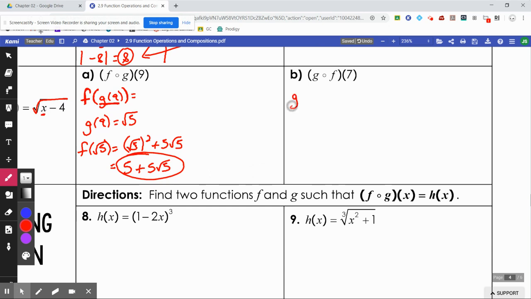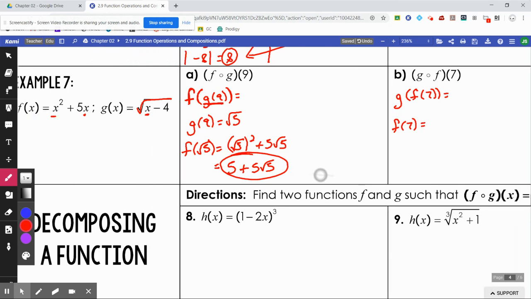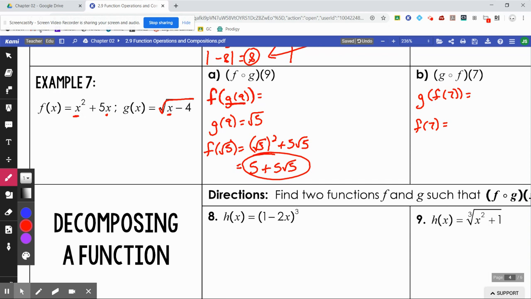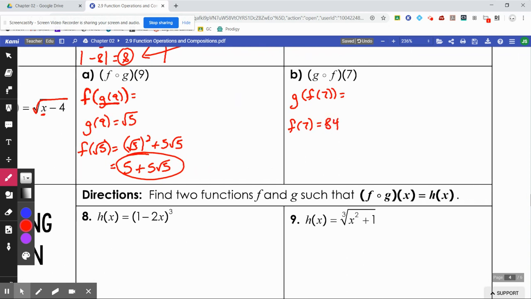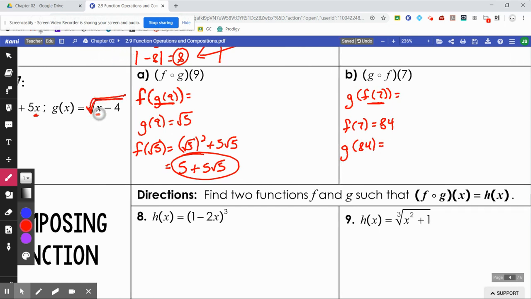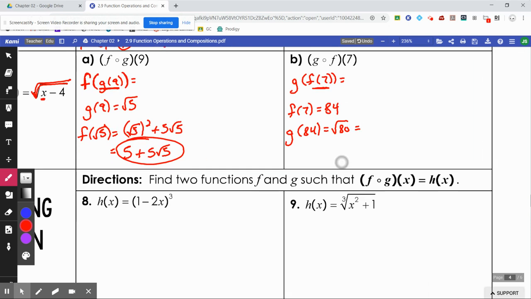G of f of 7 would be g of f of 7. Let's start with f of 7. So take out the x's and plug in 7's. That would be 49 plus 35, which is 84. So now let's find g of 84, because again, it's finding g of f of 7. G of 84 would be the square root of 84 minus 4, which would be the square root of 80, which you could write as a decimal, or you could break it into the square root of 16 times the square root of 5, which is 4 root 5.